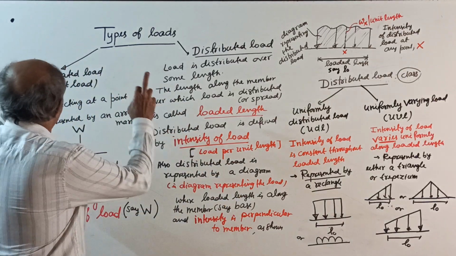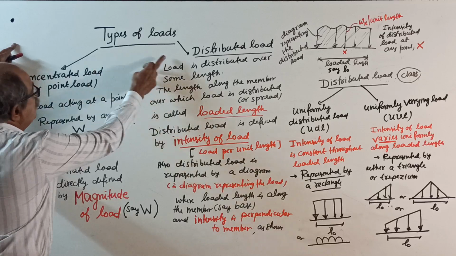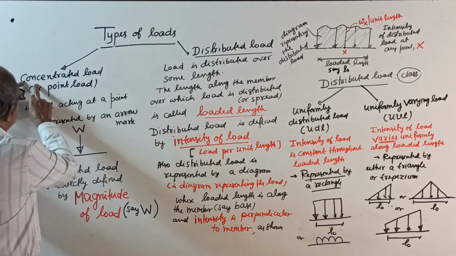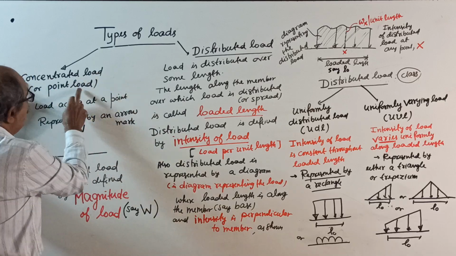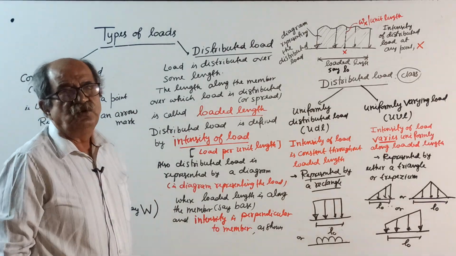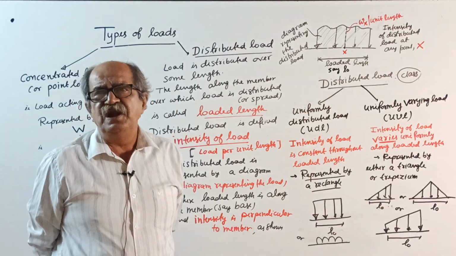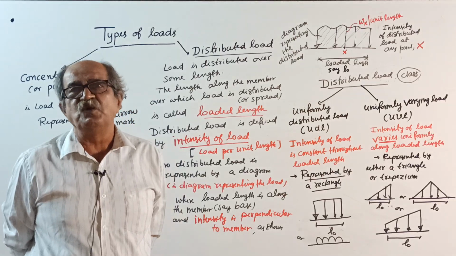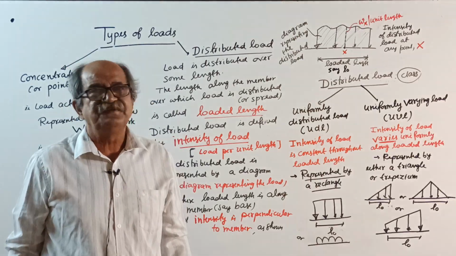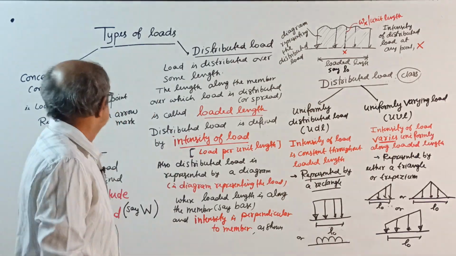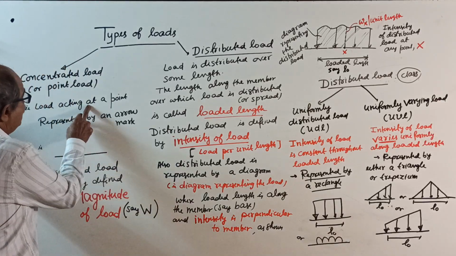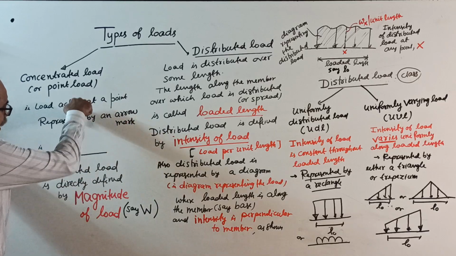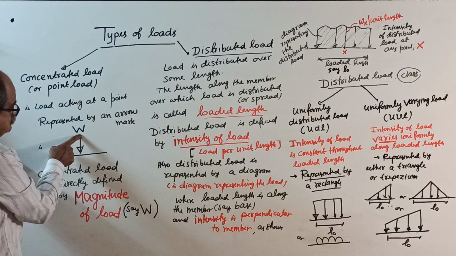See, I have written here, you should write, there are two types of load mainly. One, concentrated load or point load. Usually, concentrated load takes more time to pronounce. Sometimes I will tell concentrated load, okay, people understand. But still simple is point load. That is load acting at a point. It is represented by an arrow mark. See here, say W.